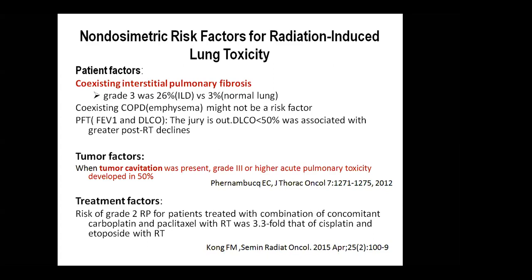But what is also very intriguing is that if there is a coexisting interstitial pulmonary fibrosis, the chance that the patient will have grade 3 pneumonitis is very high. So you have to be very careful in these patients. If they have large volume disease and interstitial lung disease, again, you have to be careful with your planning, plus consider whether you really want to give radical doses of CTRT or just give some kind of palliative doses, like 30 in 10 or 39 in 13.